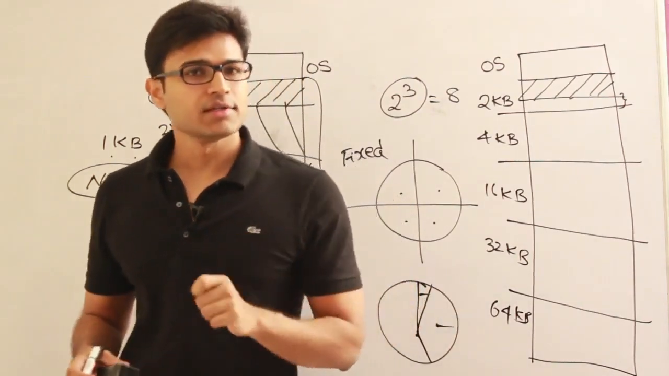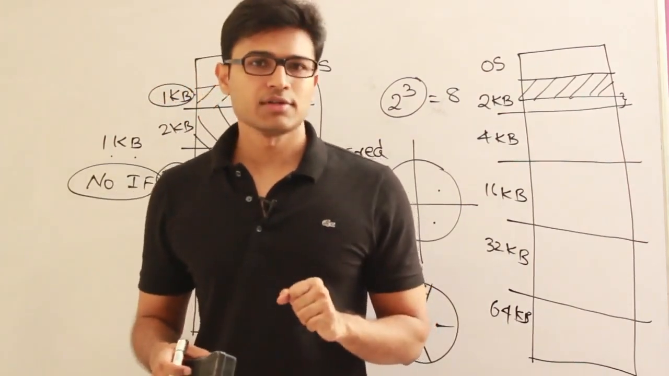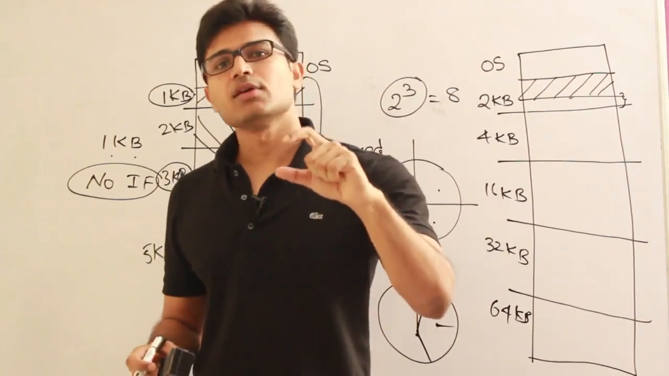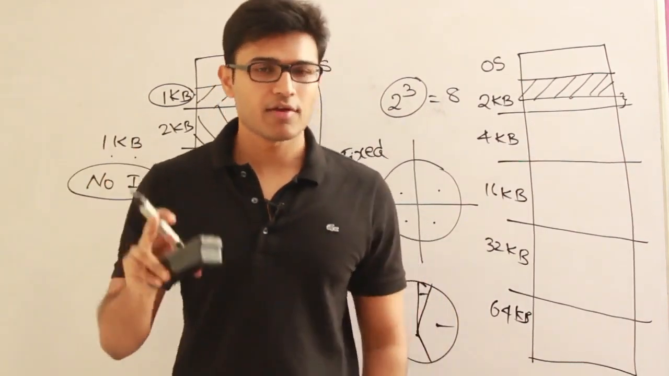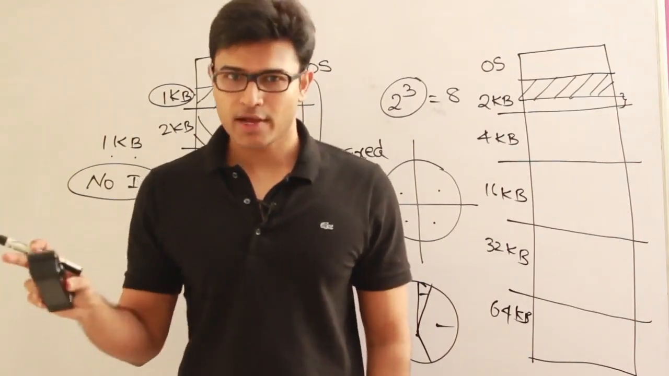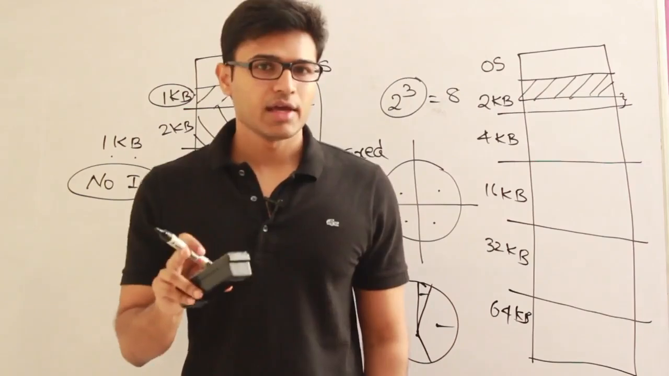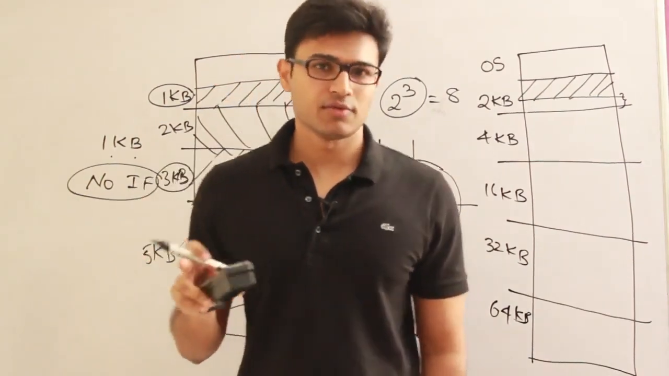So what is the reason for external fragmentation? The main reason for external fragmentation is your rule saying that a process has to be contiguous, right? It cannot occupy various places. So if you have to have no external fragmentation, change your rule, or you say that a process need not be present contiguously. That is called paging. We shall see it later.